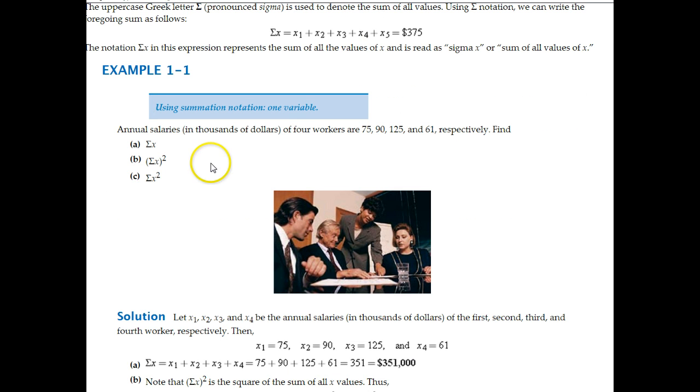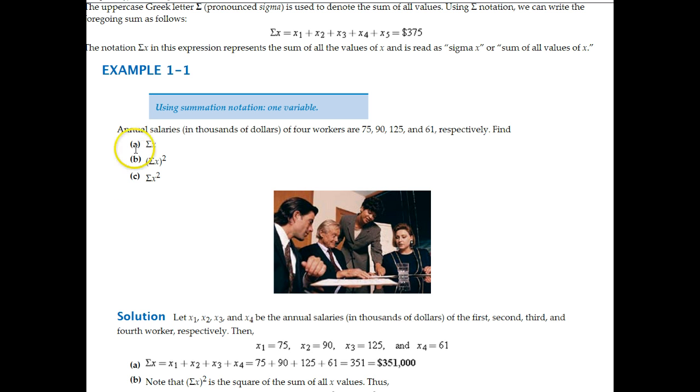So what does it say? Annual salaries for 4 workers are in thousands of dollars, 75, 91, 25, 61. Find sigma x. So what is that? What are you supposed to calculate? This plus this plus this plus this, right? They don't put the I in here, right? Because they assume you can guess what they mean.